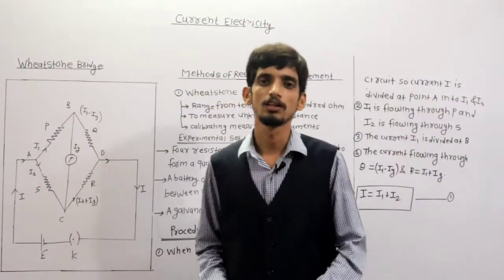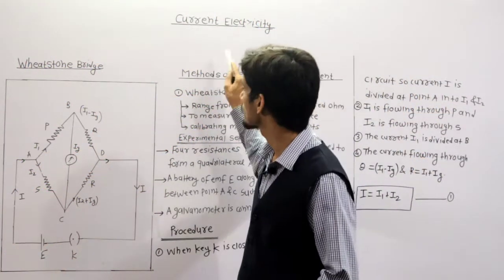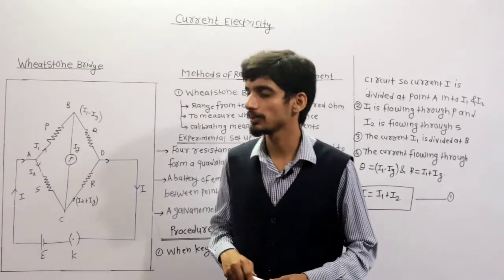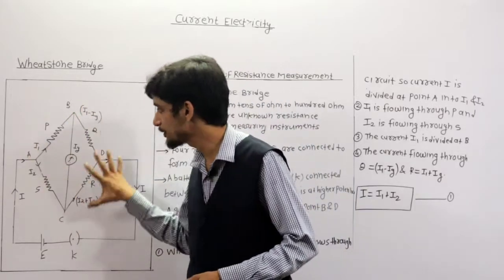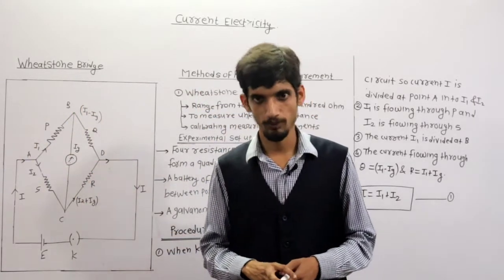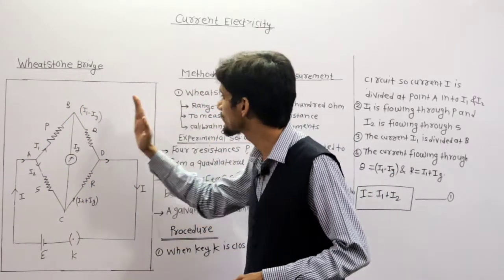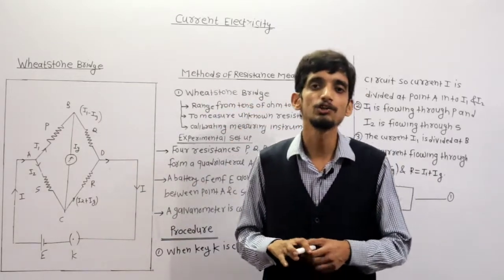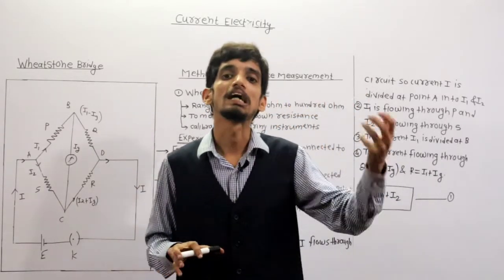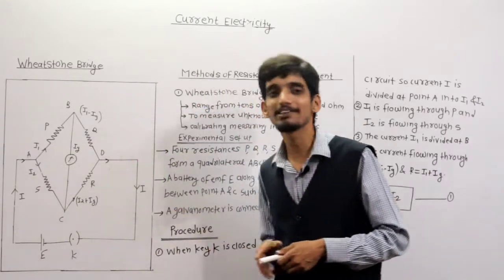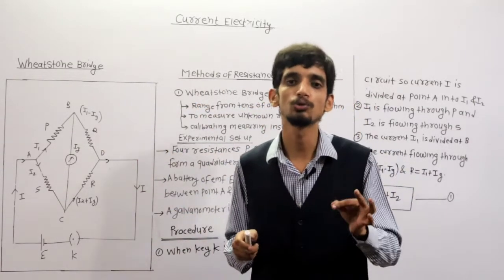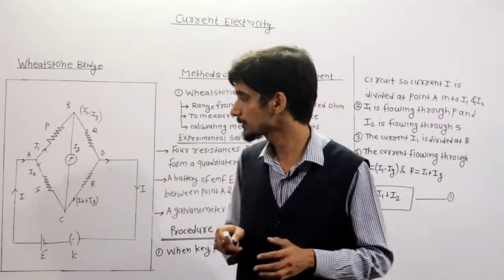Hello friends, today we are going to discuss another important subtopic, that is Wheatstone bridge network. So this is the arrangement of Wheatstone bridge network. Now basically why is this Wheatstone bridge network used? It is used to measure an unknown resistance, and to measure the unknown resistance in any circuit you have to use Wheatstone bridge network.